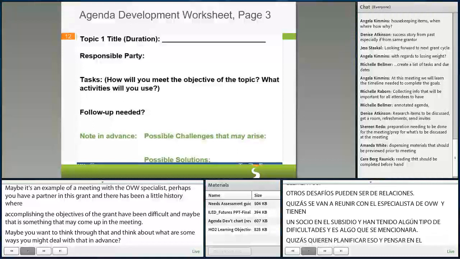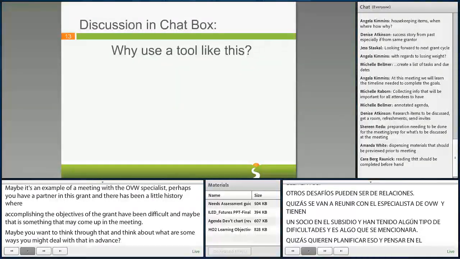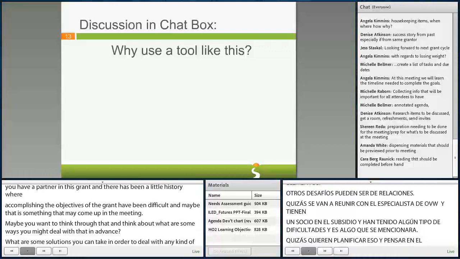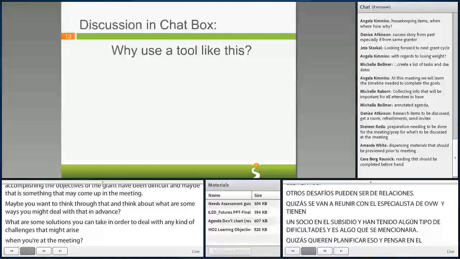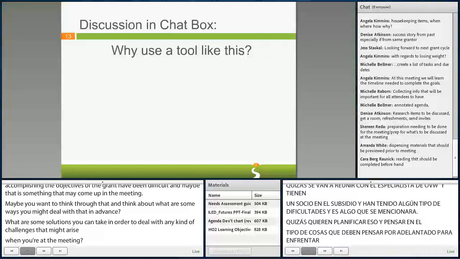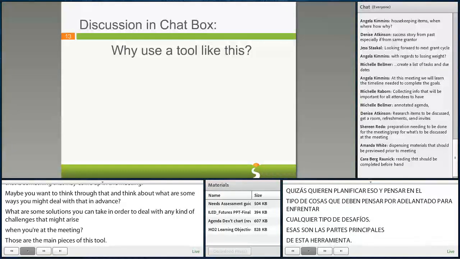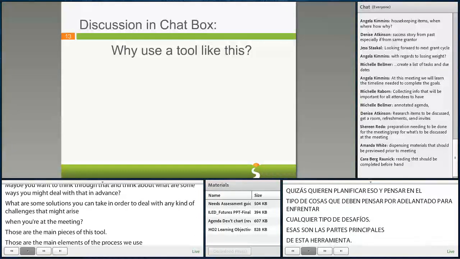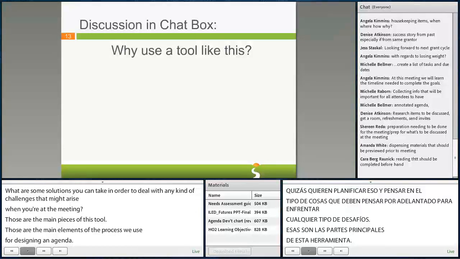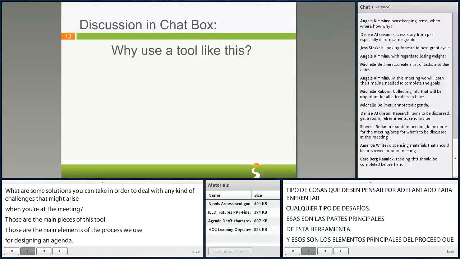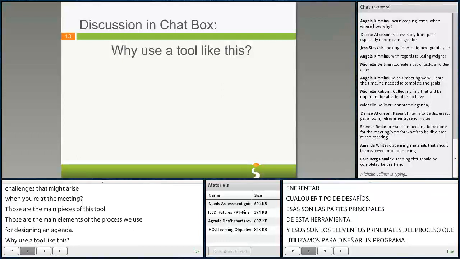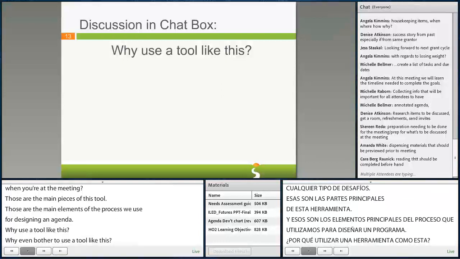So those are the main pieces of this tool, and those are the main elements of the process that we use for designing an agenda. So why use a tool like this? Why even bother to use a tool like this? If anybody wants to put something in the chat.